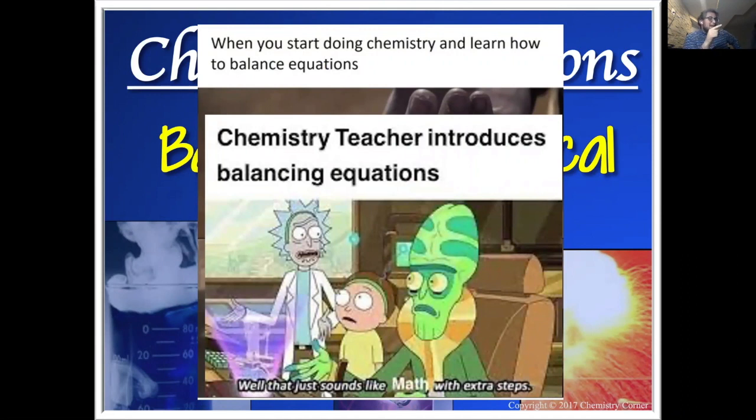Chemistry teacher introduces balancing equations. Well, that just sounds like math with extra steps, right? Some of you were writing in the comments to either me or Mr. Jones: why does our chemistry have math in it now? What's going on? Don't stress out.